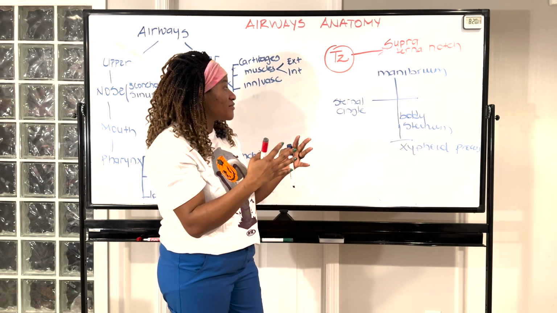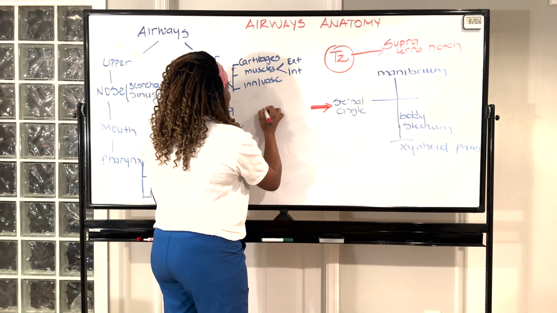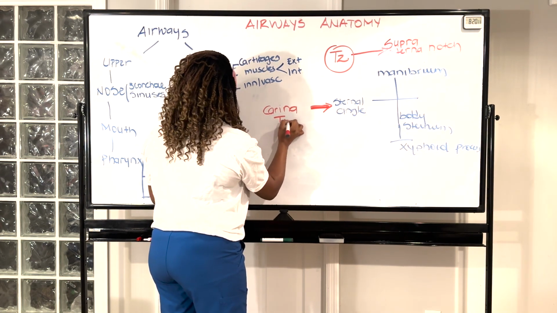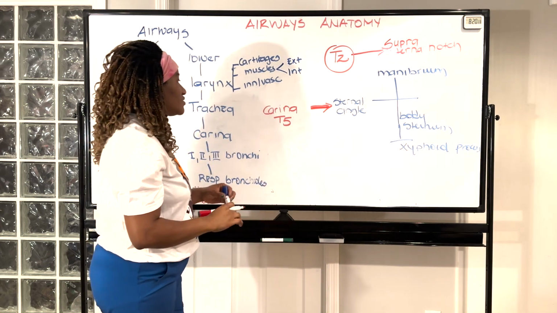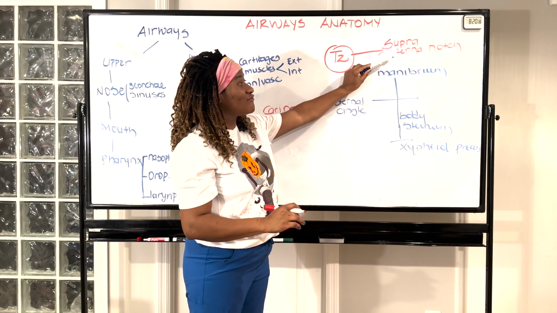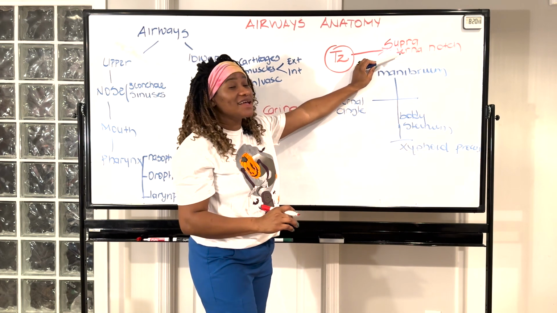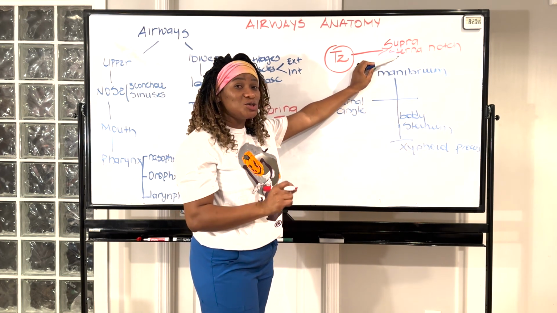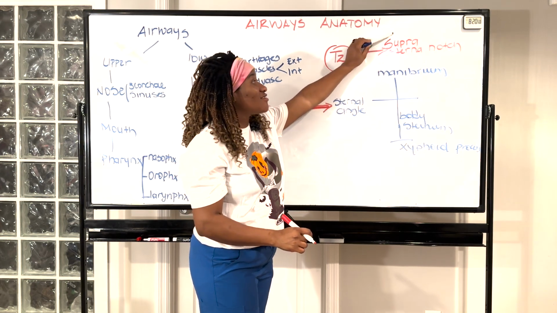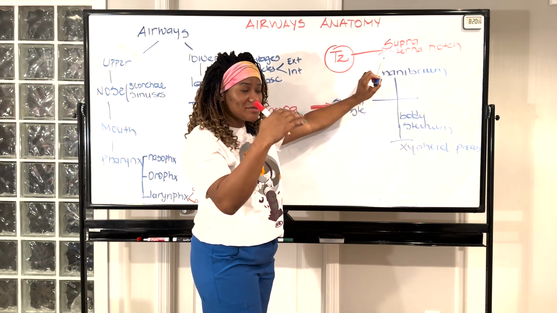So where is your carina? Your carina is here at the sternal angle, and is at about T5. So this is the midpoint of your trachea, T2. And it's also at that midpoint of your trachea that you want your ET tube to end when you intubate your patient. And it's called the suprasternal notch. Supra, above your sternum, suprasternal.